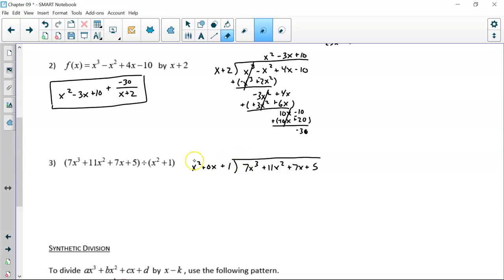Now, once again, you just focus on the first terms. X squared to a 7x cubed, then multiply by a 7x. I'm dividing by a trinomial. I count over 3 places, and you can see my x's are lined up, my x to the first. Distribute my 7x, I get 7x cubed, I get a 0x squared, and I get a plus 7x.